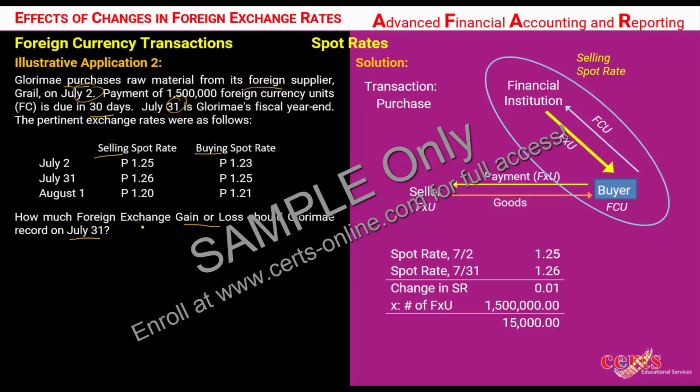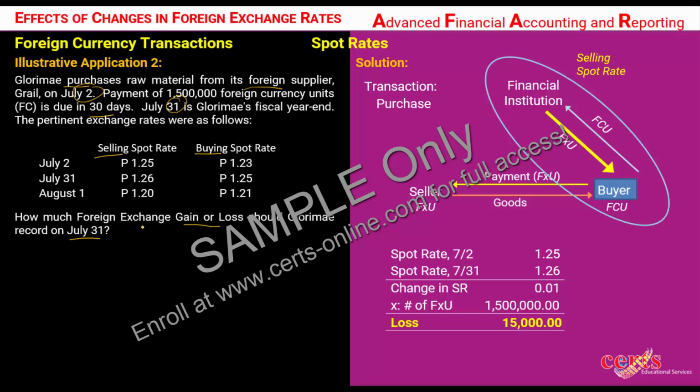Next concern is whether this 15,000 is a gain or loss in the foreign currency transaction. Since the transaction is a purchase, meaning Glory May will be maintaining an accounts payable denominated in foreign currency, and since the spot rate from July 2 to July 31 increased by 0.01, the equivalent translated amount of the liability will also increase. Therefore, this 15,000 difference is a loss in the foreign currency transaction.